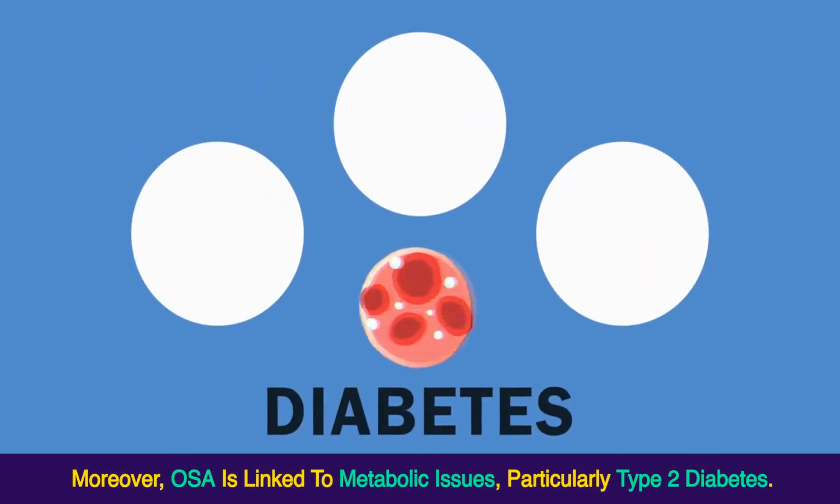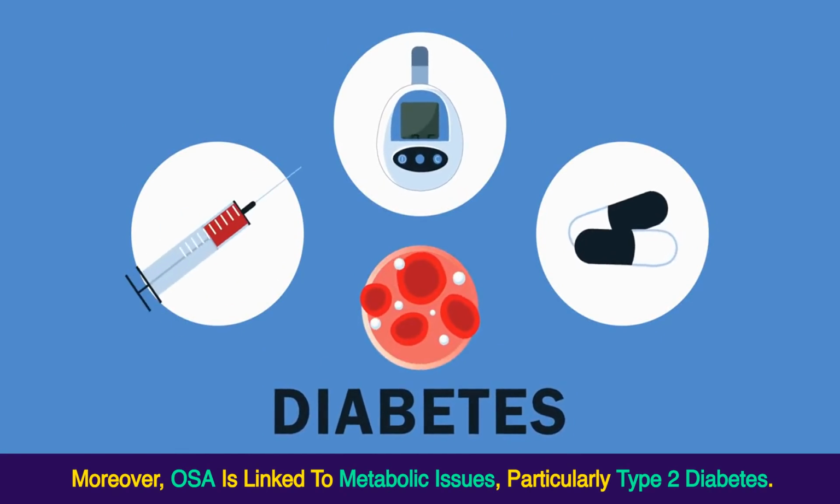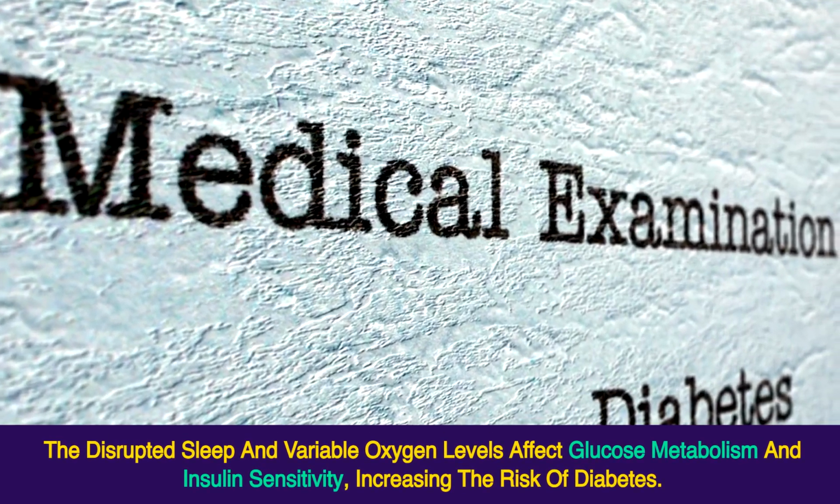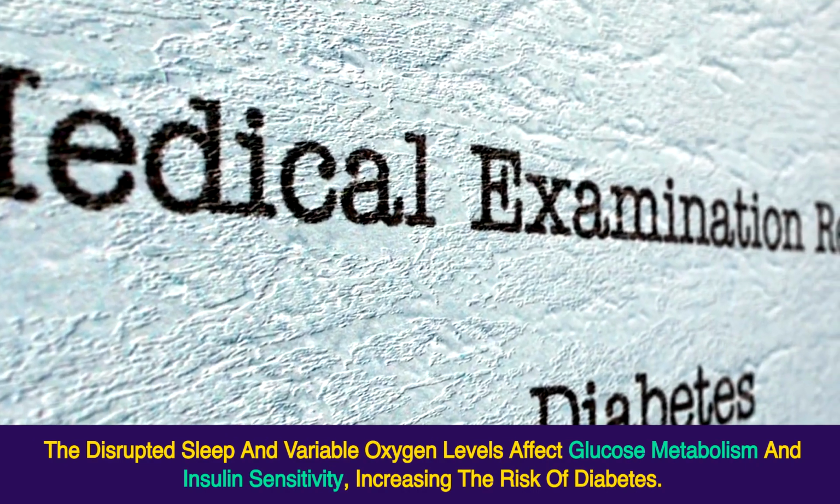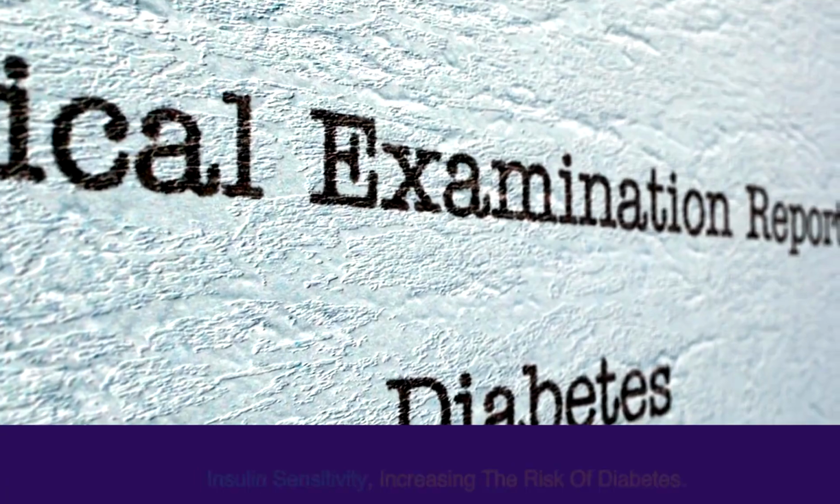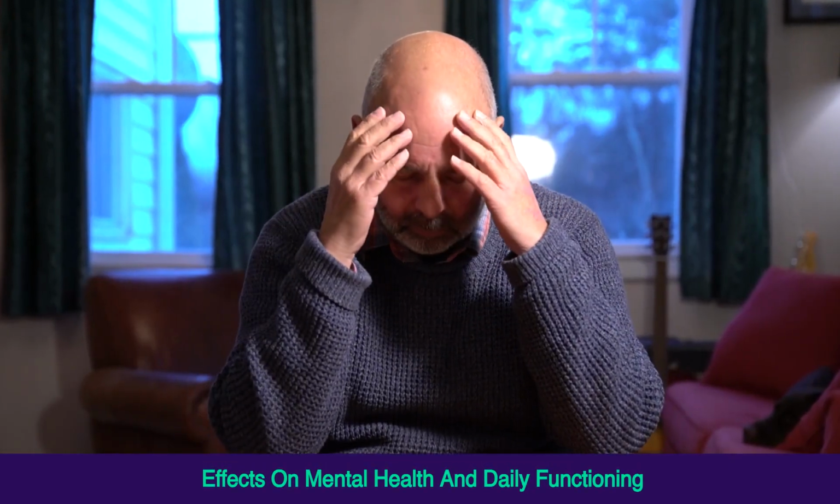Moreover, OSA is linked to metabolic issues, particularly type 2 diabetes. The disrupted sleep and variable oxygen levels affect glucose metabolism and insulin sensitivity, increasing the risk of diabetes. Effects on mental health and daily functioning.